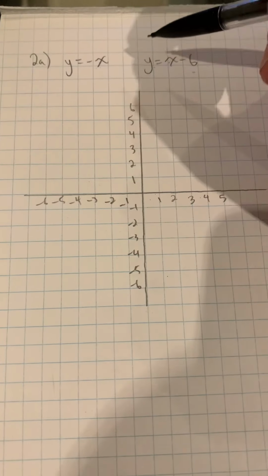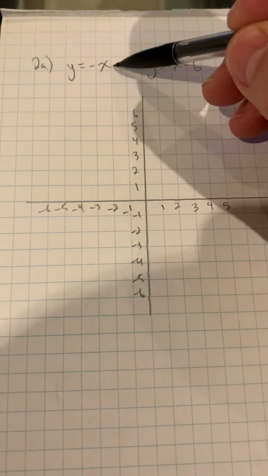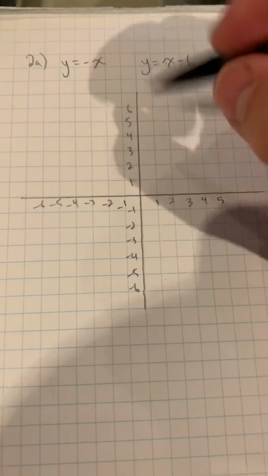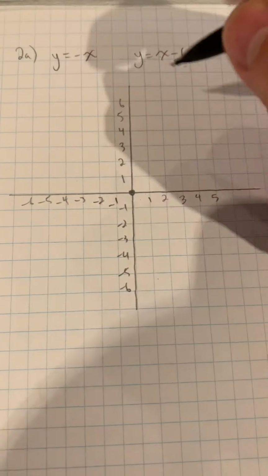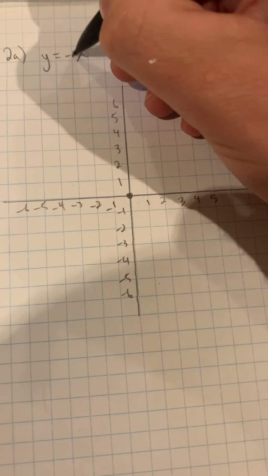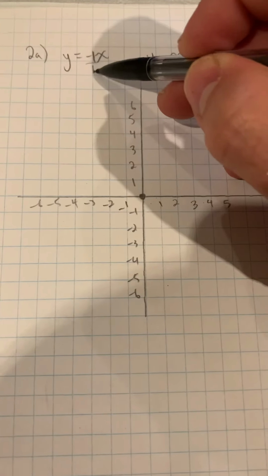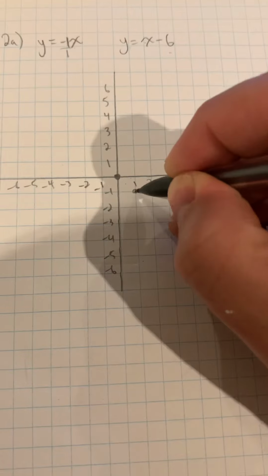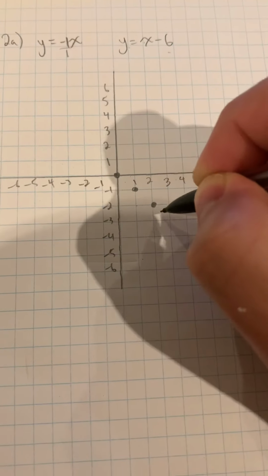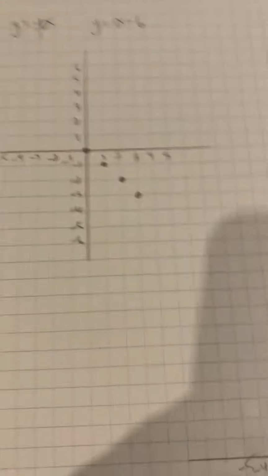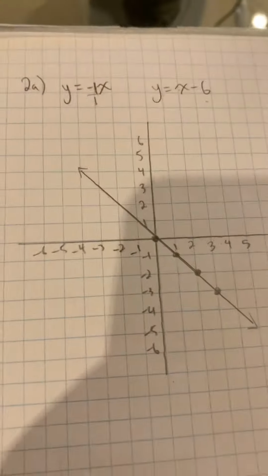Okay, so I said to start at the b value. Since this does not have a b value, it starts at 0. So we're going to start at 0 here. Then the slope is negative 1, so negative 1 over 1. So we're going to go 1 down, 1 to the right, 1 down, 1 to the right, and continue that way. Okay, just give me a second. I'm going to draw a line. Okay, so there's the line for the first one.